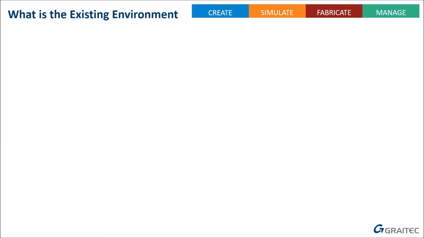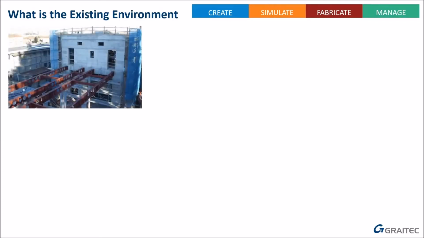So we'll start with what is the existing environment. Most of the time when we're using Advanced Steel, we will obviously be producing the steel members, but usually those steel members are bolting to slabs or walls or sitting within a building. So we want to model those items in the Advanced Steel environment, because if we model things in the Advanced Steel environment, we can clash check against them.